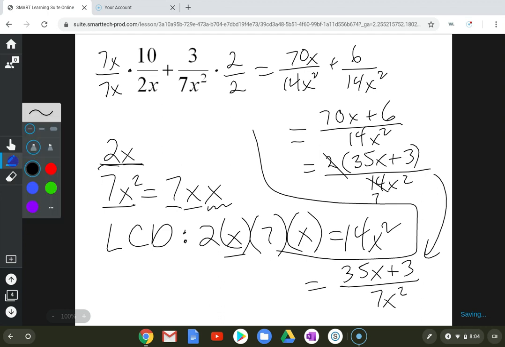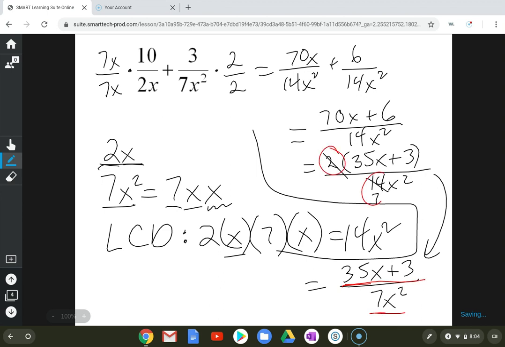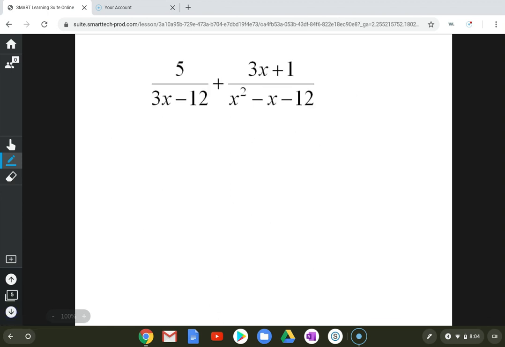Be so careful. Don't fall into the trap of trying to cancel a 7 top and bottom. You can only cancel if you can do it from all of your terms. You can only cancel whole factors. You can never cancel just from one term and another term. It has to be from everything. Canceling's all or nothing.